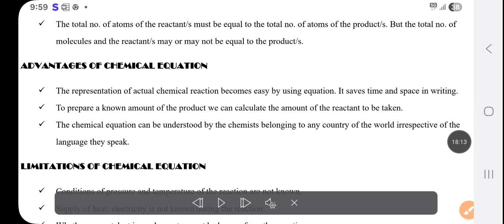Now let us see the advantages of the chemical equation. The representation of an actual chemical reaction becomes easy by using an equation. It saves time and space in writing. To prepare a known amount of the product, we can calculate the amount of the reactant to be taken. The chemical equation can be understood by chemists belonging to any country of the world, irrespective of the language they speak.